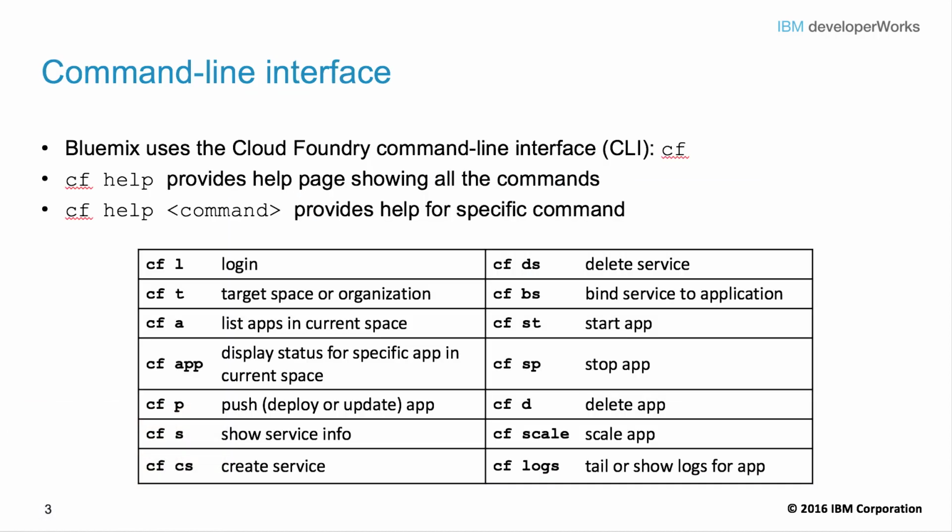interface. Bluemix uses the Cloud Foundry command line interface. I have some of the most common commands listed here, and these are basically the Cloud Foundry API. You could either use the abbreviation, for example for login, you could either type CF L or CF login. And if you need more information, CF help will provide a help page that shows you all the commands. And if you just want to drill down into a specific command and you need help on that, then you can use CF help and the name of the command itself.